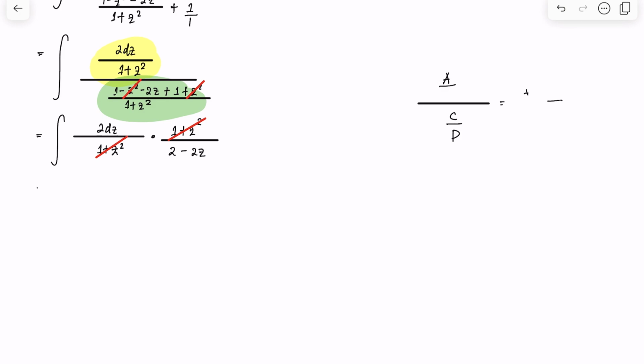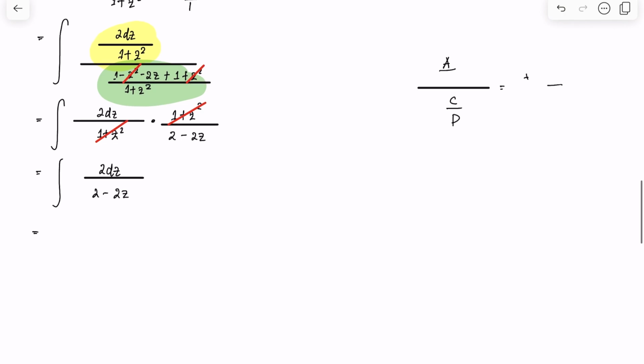So this will become the integral of 2dz. That's what's going to remain on the numerator. And on the denominator, we'll have 2 minus 2z. And we want to simplify it further. We got 2dz. I'm going to factor out 2 from the denominator.